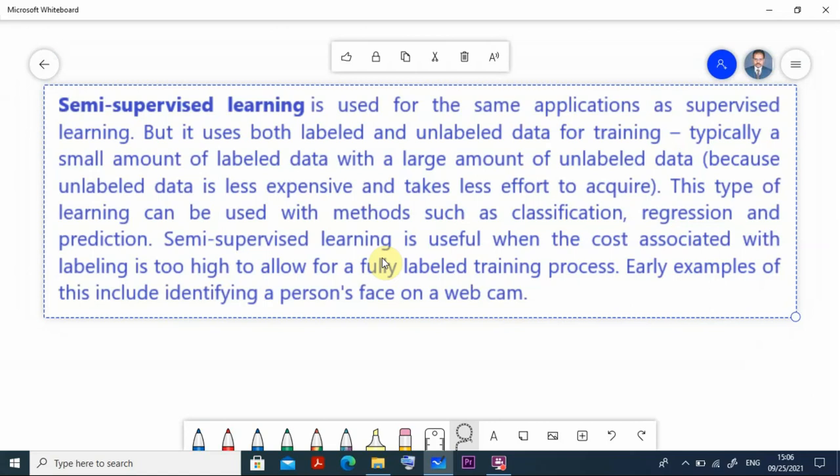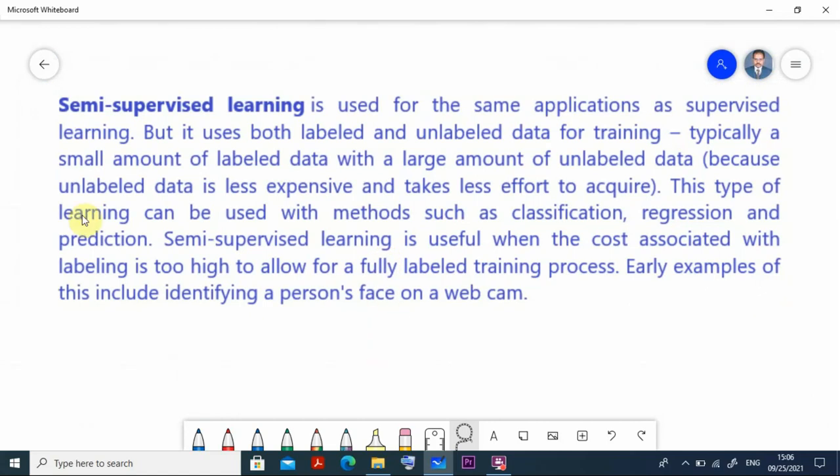And this type of learning can be used with methods such as classifications, regressions, and predictions. And semi-supervised learning is useful when the cost associated with labeling is too high to allow for a fully labeled training process. And early examples of this include identifying a person's face on a webcam. So these are the things that are possible, right?